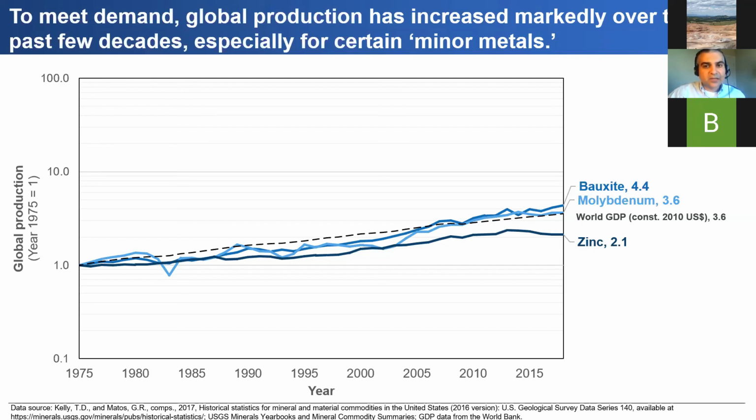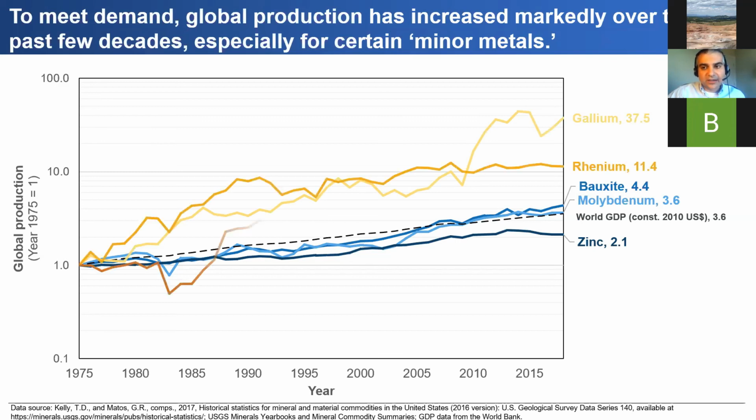So these large commodities markets are moving more or less at the same pace as global GDP, which would be as expected. Some of the minor metals, such as gallium, rhenium, and indium, are increasing several folds more. This is on a log scale. If it was on a regular plot, they would be off the chart. And so the demand for these minor metals has really exploded over the last couple of decades.